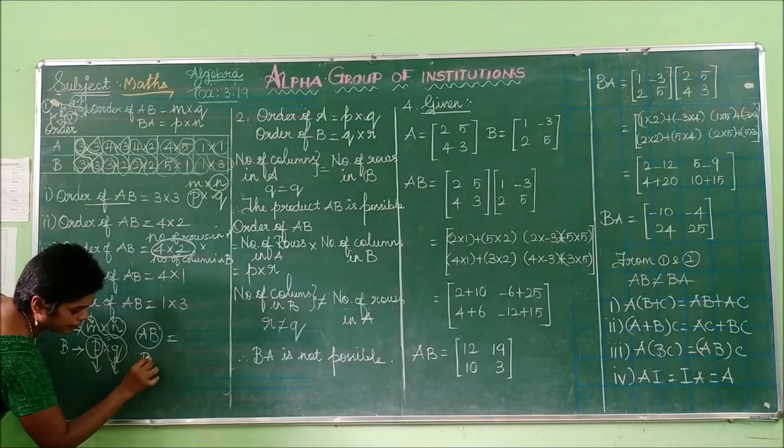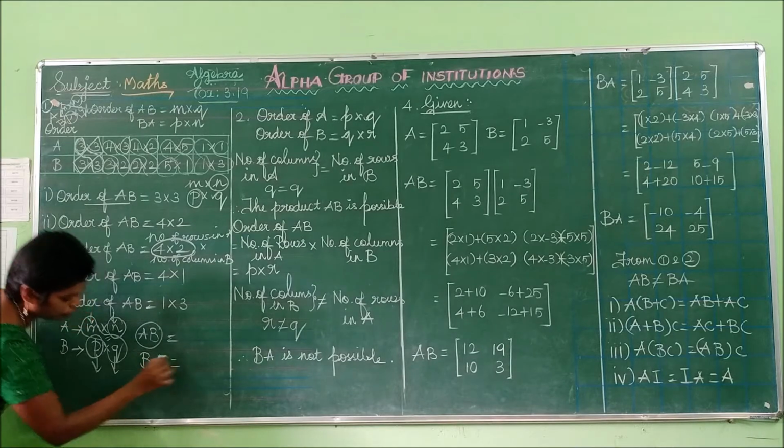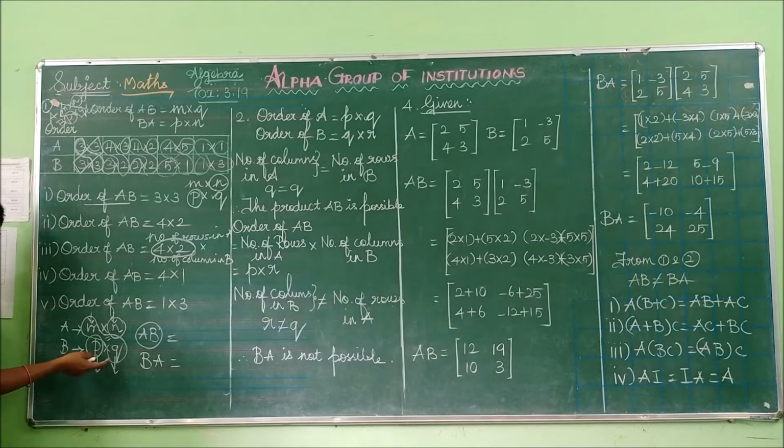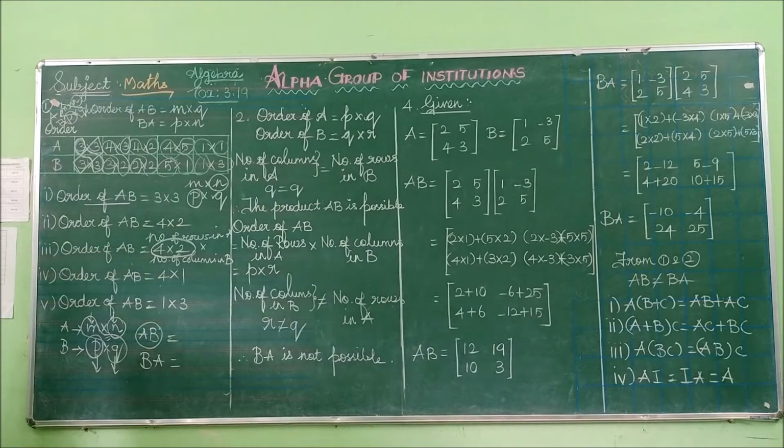For BA, you have to check number of columns in this one. You can take this one as first matrix. So number of columns in the first matrix is equal to number of rows in the second matrix. So A is here the second matrix. If both are same, you can cross and write P cross N. Then listen to the second problem.